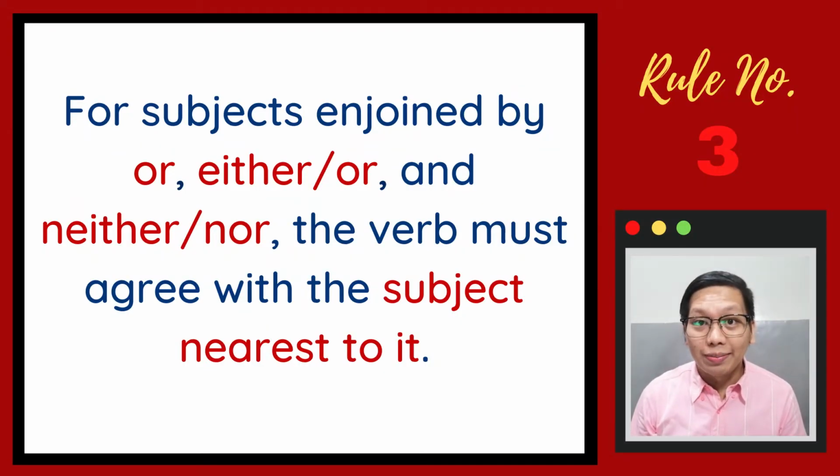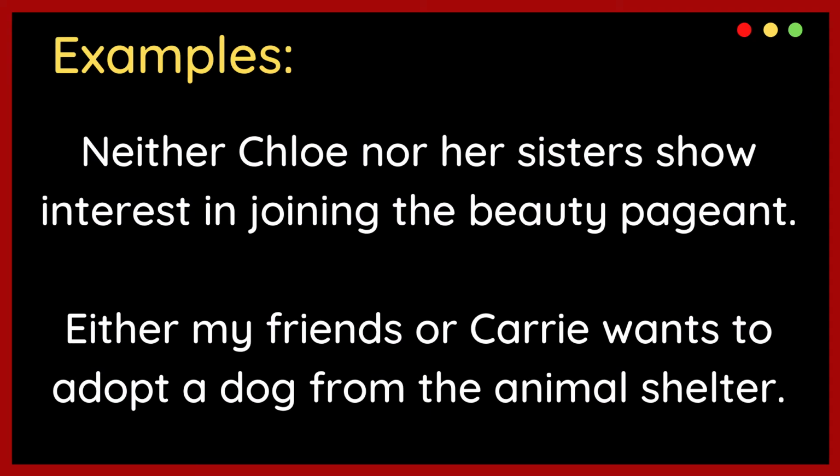Rule number 3. For subjects joined by or, either or, and neither nor, the verb must agree with the subject nearest to it. Check out these sentences. Neither Chloe nor her sisters show interest in joining the beauty pageant. Either my friends or Carrie wants to adopt a dog from the animal shelter.